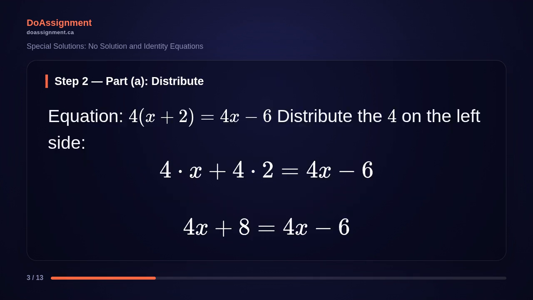Let's work on part A. The equation is 4 times the quantity x plus 2 equals 4x minus 6. We distribute the 4 across the parentheses on the left side. 4 times x gives 4x, and 4 times 2 gives 8. So the left side becomes 4x plus 8, and the right side stays 4x minus 6.